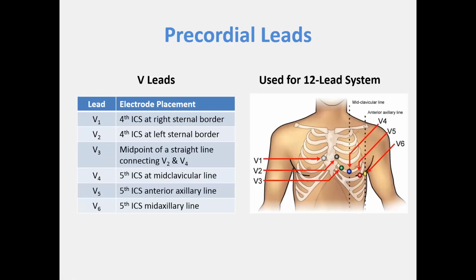And then you have 6 precordial leads. So you have the 6 limb leads and the 6 precordial leads, and that makes the 12 lead system. What are the precordial leads? V1, V2, V3, V4, V5, V6. We also call those the V leads.